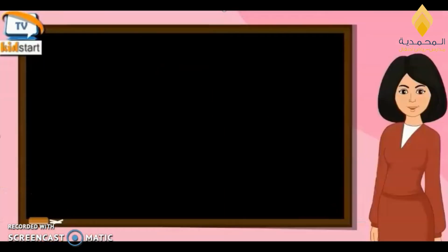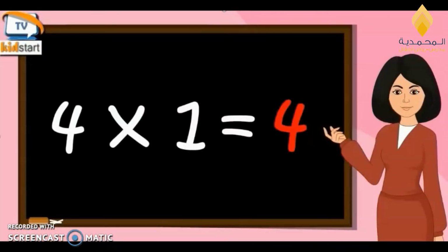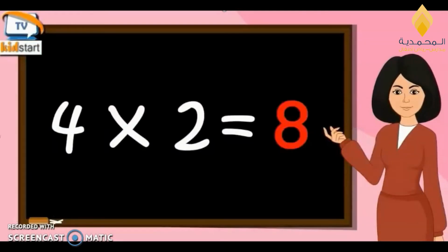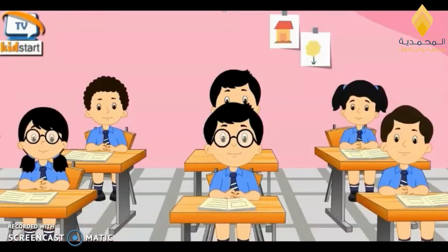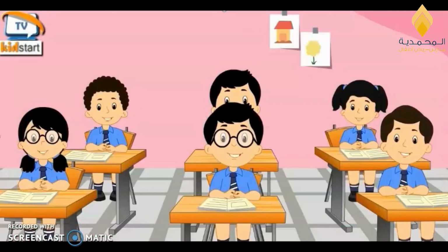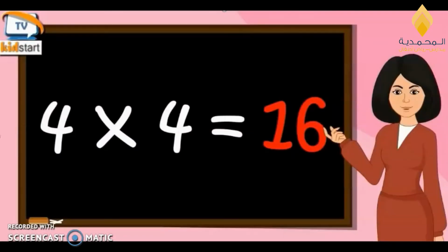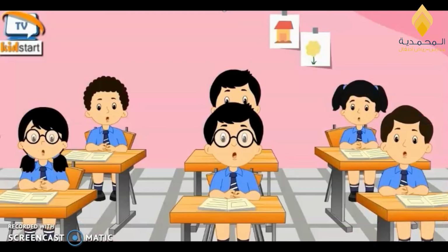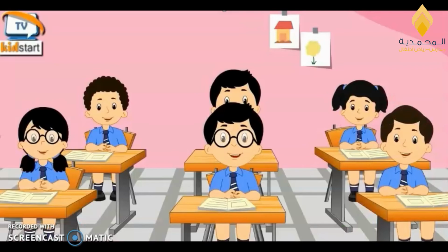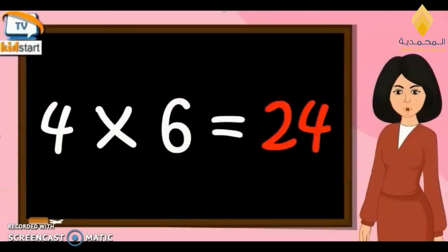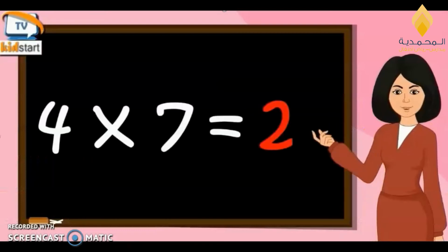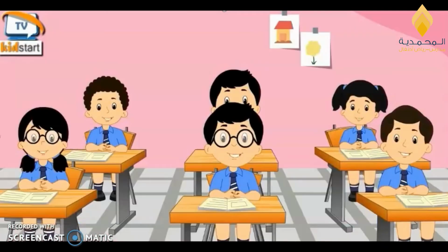Now the table of 4. 4 times 1 is 4. 4 times 2 is 8. Repeat after me. 4 times 3 is 12. 4 times 4 is 16. 4 times 5 is 20. 4 times 6 is 24. 4 times 7 is 28.